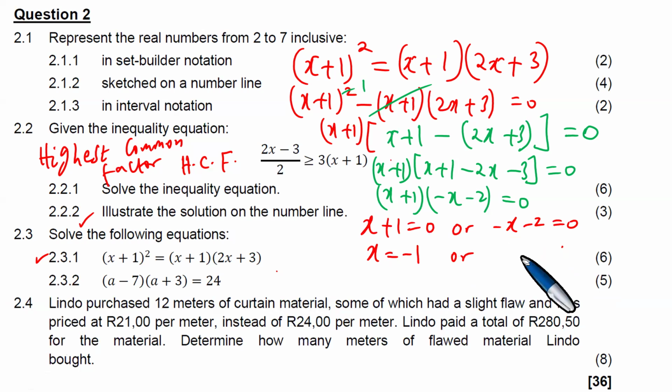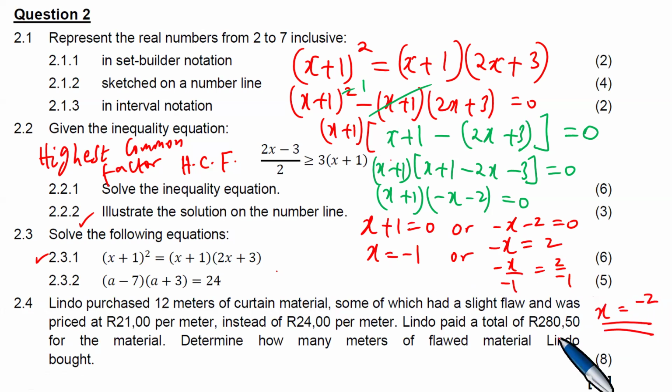Okay, let's do this one properly. We can do a little bit more steps here. Here we have minus x minus 2 equals 0, which is minus x equals 2. You divide by minus 1, which means x equals minus 2. So x equals minus 2, and that becomes the answer.